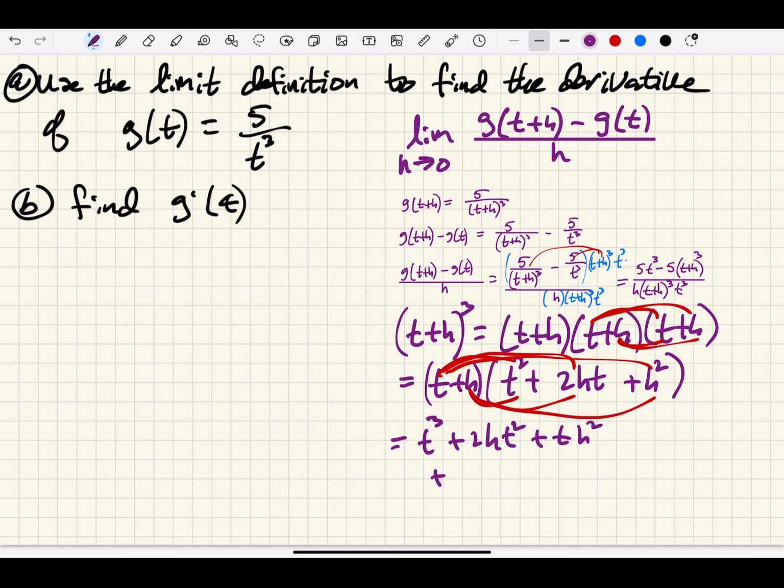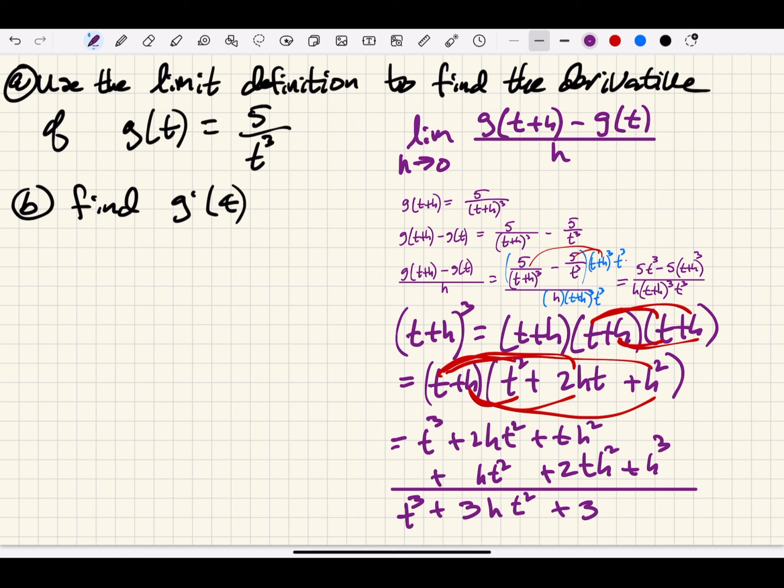plus ht squared plus 2th squared plus h cubed. And combining any like terms, we wind up with t cubed plus 3ht squared plus 3h squared t plus h cubed.